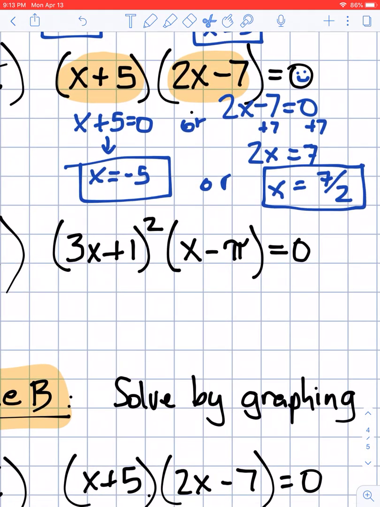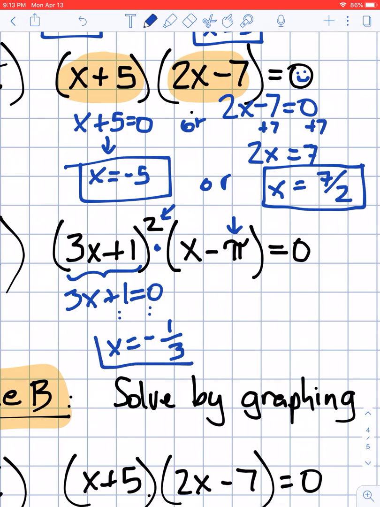A couple things here to notice. Pi, okay, that's weird. And we have a power 2. Again, we don't worry because this is a multiplication problem. So I can take this piece and set it equal to 0. There's actually 2 of those, but I'm not going to solve it twice because I'll get the same answer both times. So I'm just going to subtract 1 or add -1 to both sides and divide by 3. After a little bit of algebra work, I get x is equal to -1 over 3. See what I did there mentally? Again, add -1 to both sides, divide by 3.